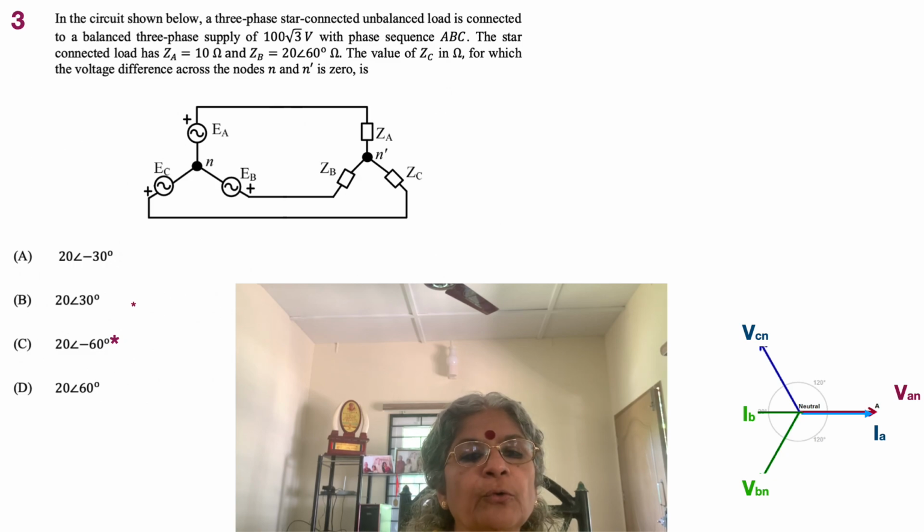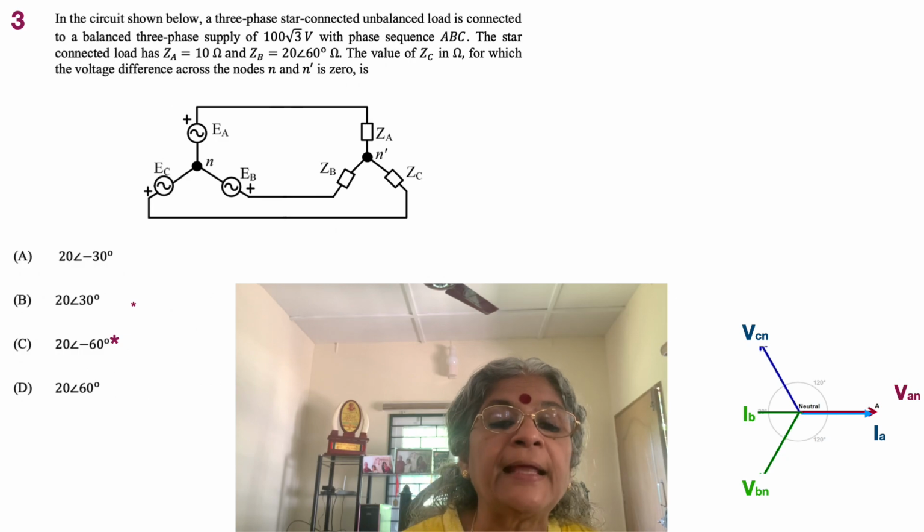Let's see. The circuit shown below: a 3-phase star connected unbalanced load is connected to a balanced 3-phase supply of 100 root 3. Again, the phase to neutral voltages are now going to be equal to 100 root 3 by root 3. As usual, the voltage that is given is line to line, so we have to compute the phase voltage. In examinations like GATE, root 3 is given such that we know the phase voltage is 100, with phase sequence ABC, which is also conventional. The star connected load has ZA equal to 10 ohms, ZB is equal to 20 angle 60. The value of ZC in ohms for which the voltage difference between the nodes N and N dash is 0.